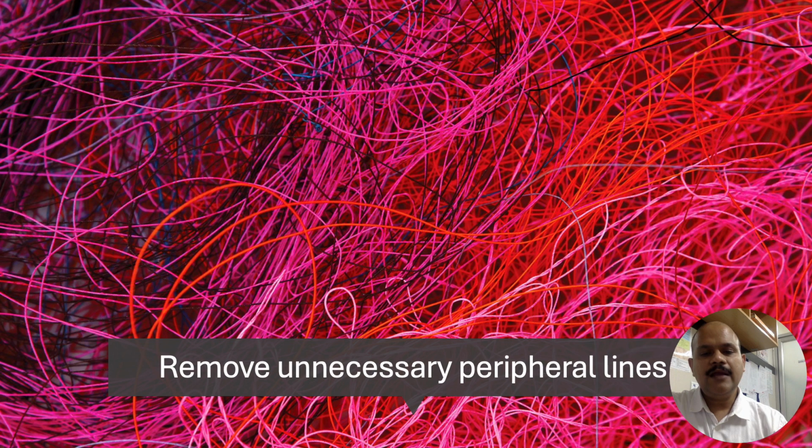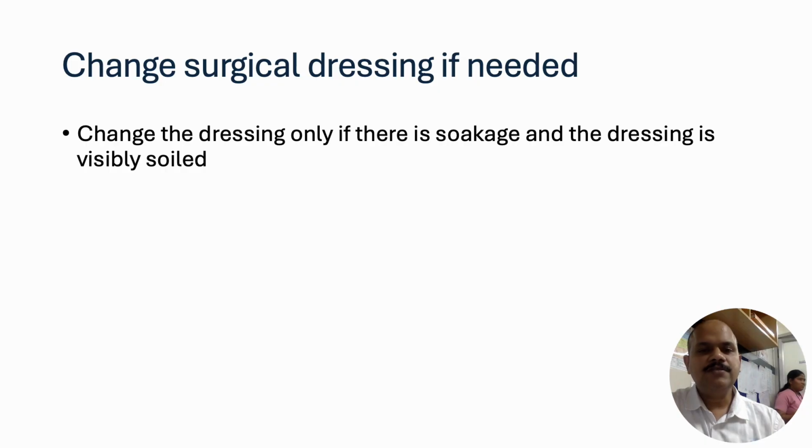Next, remove any unnecessary peripheral lines, because any extra lines which are not of any use increase the chance of infection. Next, change the surgical dressing if the dressing is soiled or there is visible soakage.